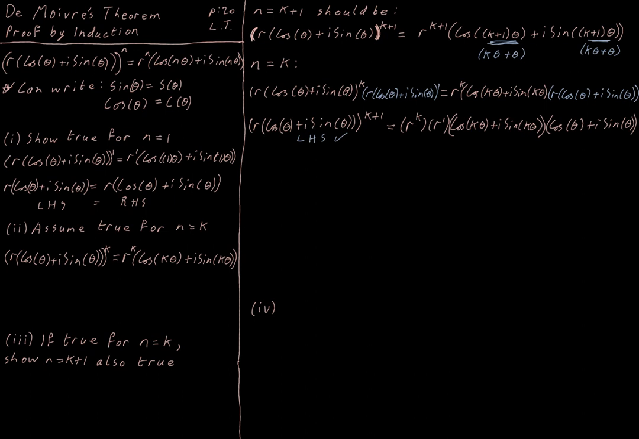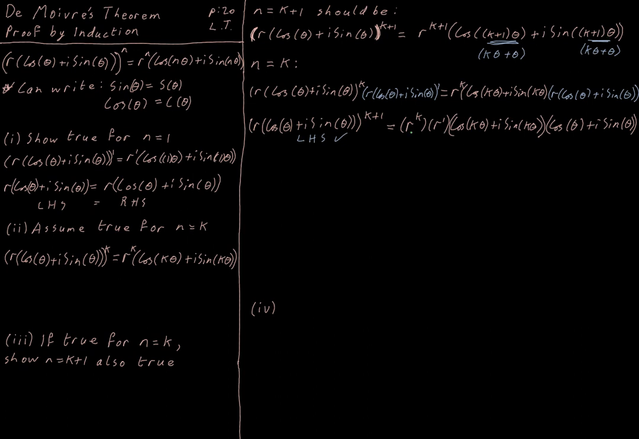I started with the kth situation. I am now at the k+1th situation without breaking any rules of maths. So the left-hand side is perfect. Can I make the right-hand side look like this? Can I rearrange this mess to make it look like this?